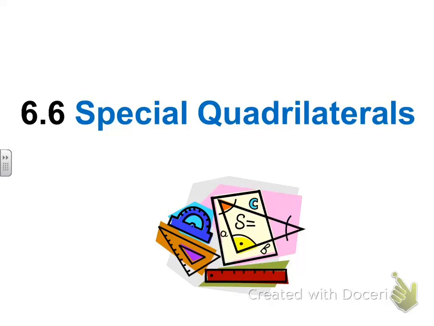All right, so 6.6, it says special quadrilaterals. This is all of the types of quadrilaterals that we've talked about in the past 5 sections. So basically all we're doing is taking all of that information that we've learned and putting it all together, okay? So in other words, we went through a couple sections where we looked at just parallelograms.